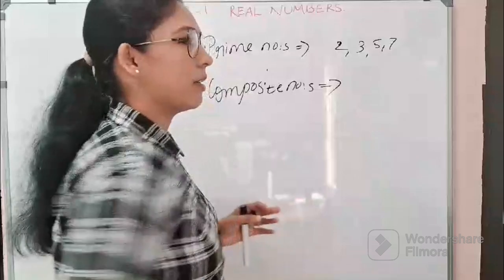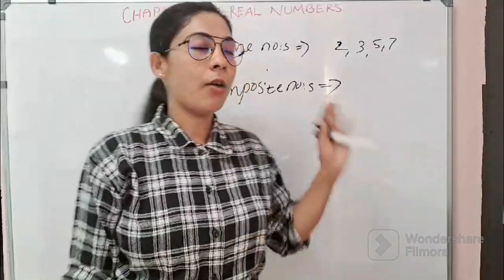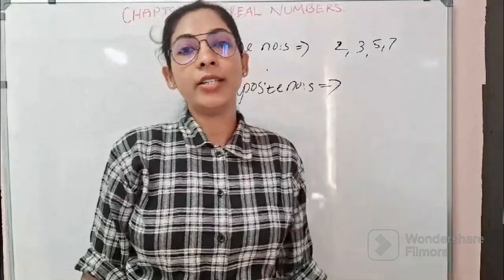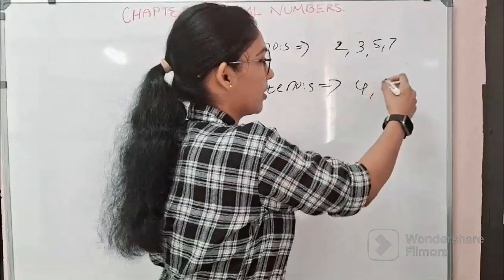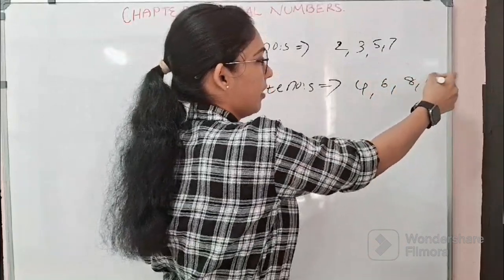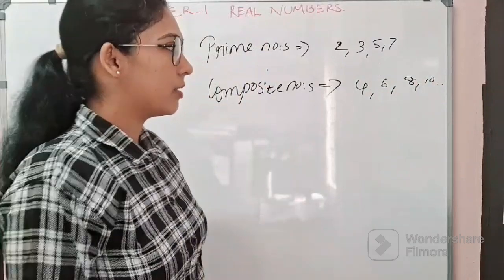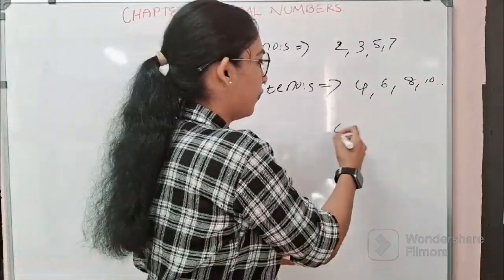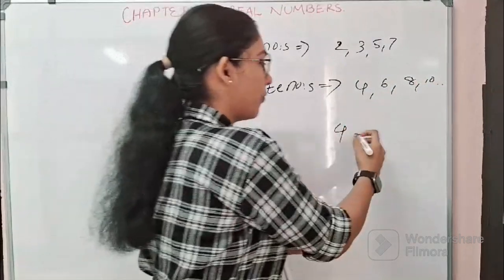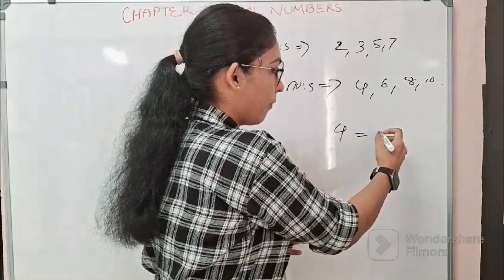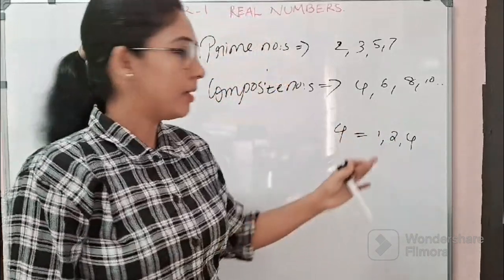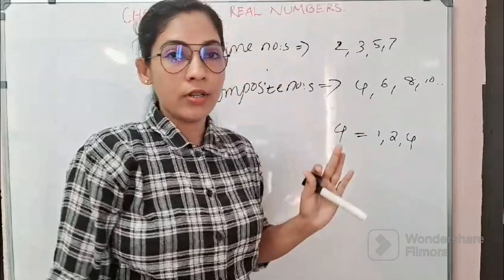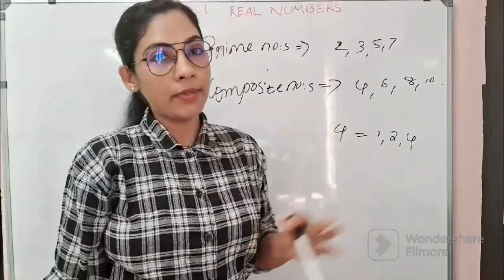What are composite numbers? These composite numbers have more than two factors. So 4, 6, 8, 10, etc. These are some composite numbers. If we consider 4, 4 comes in the table of 1, 2, 4. So these three numbers are factors of 4. So we can consider 4 as a composite number.